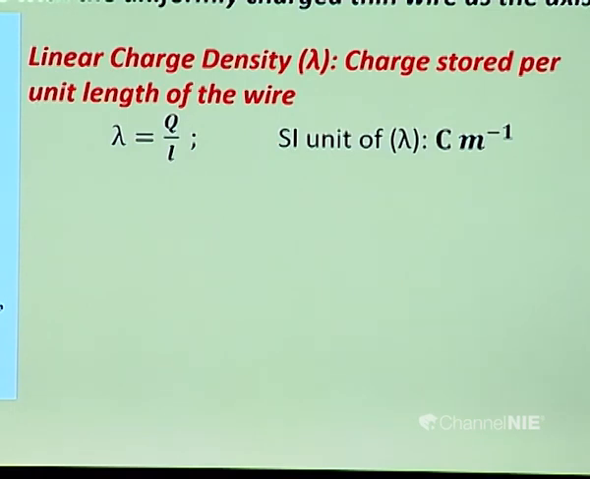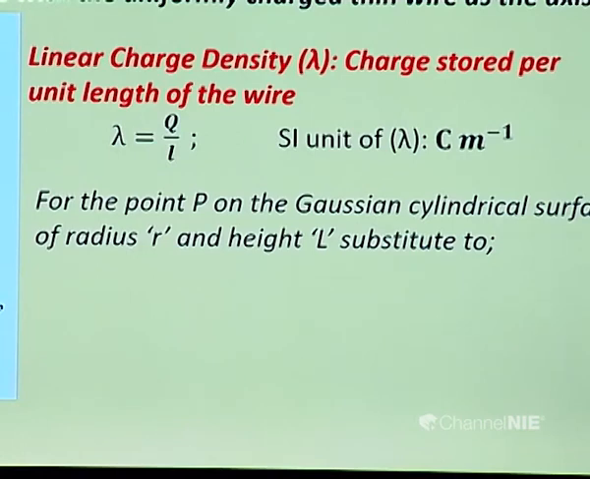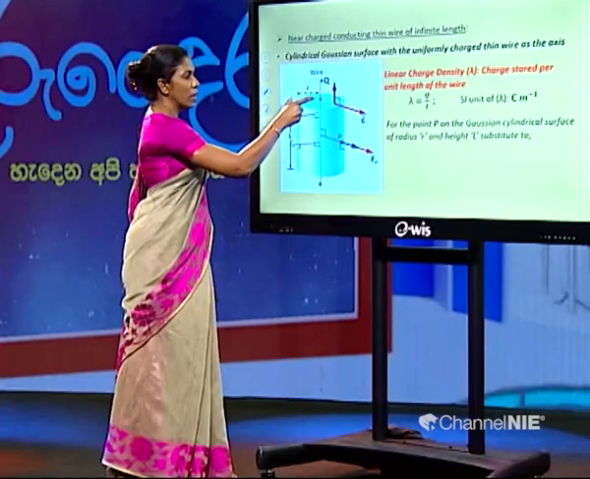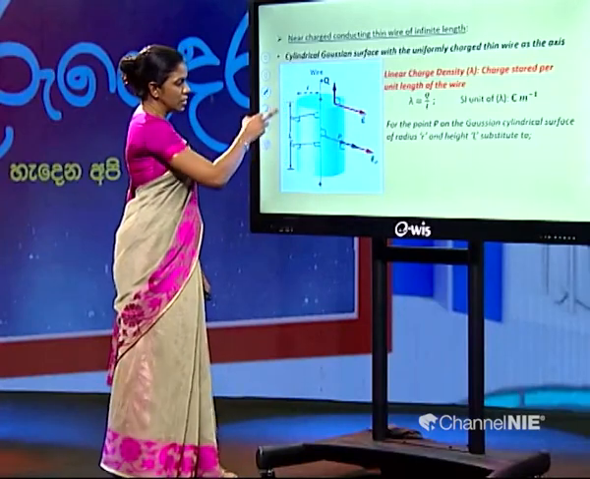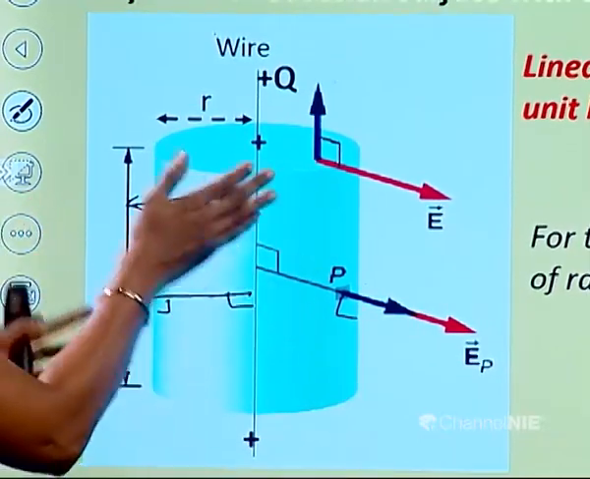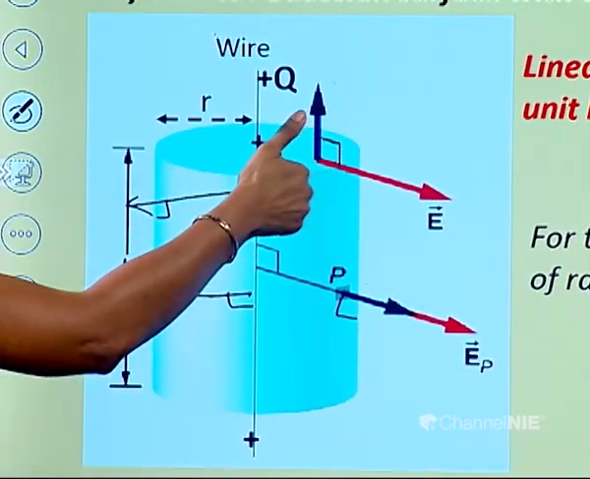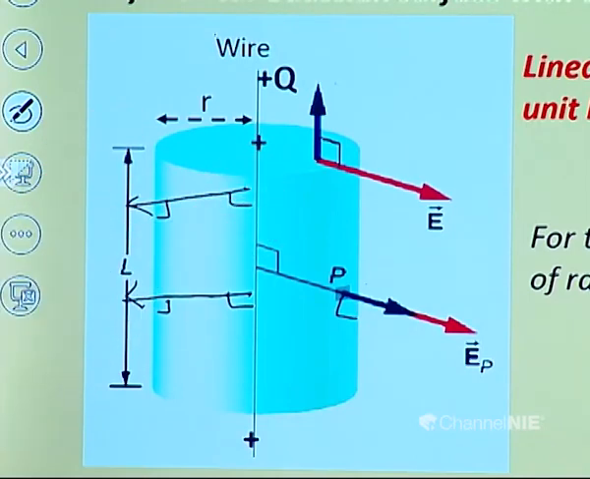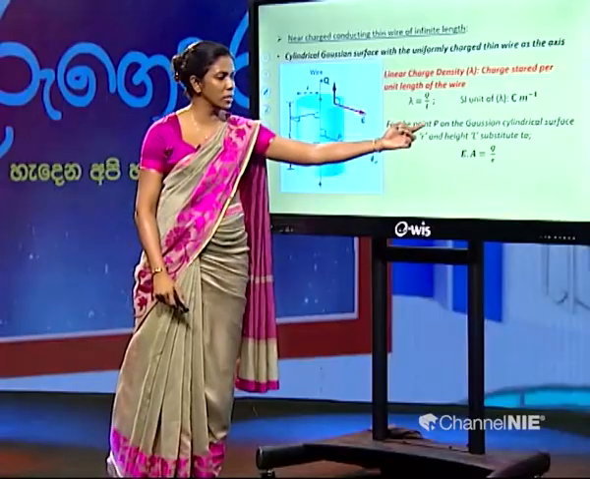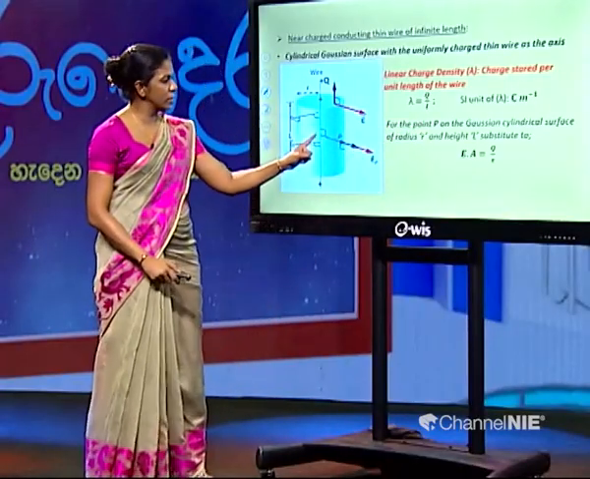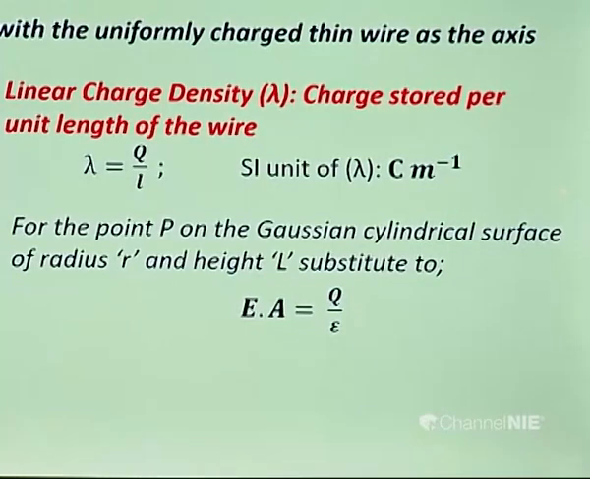So, if I now use that and substitute into the Gaussian surface, my Gaussian surface is now a cylindrical Gaussian surface of radius r and height L. Height of the cylinder is L. The field lines pass through the curved surface of the cylinder. So, now let us substitute into the equation EA equals Q by epsilon. So, at the same distance on the surface of the cylinder, all the points must have the same field intensity, because it is at the same distance, symmetry.